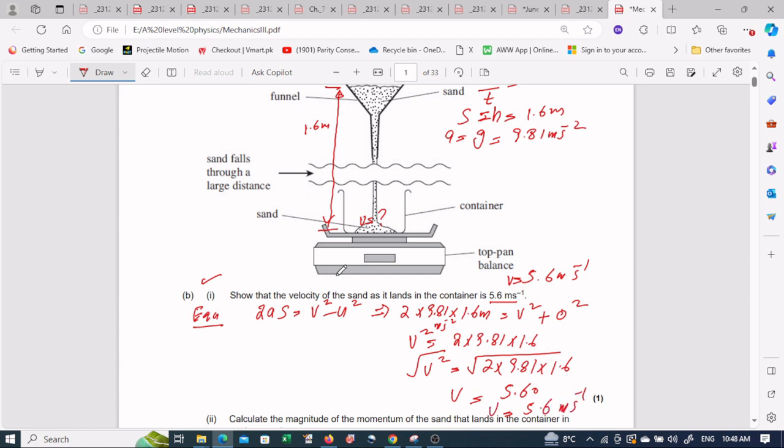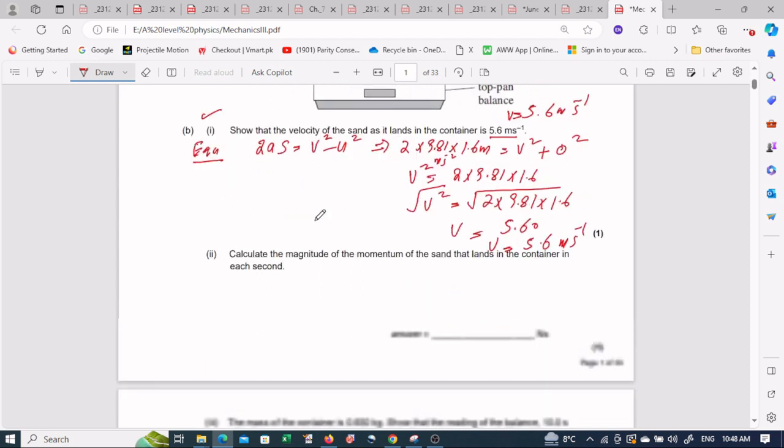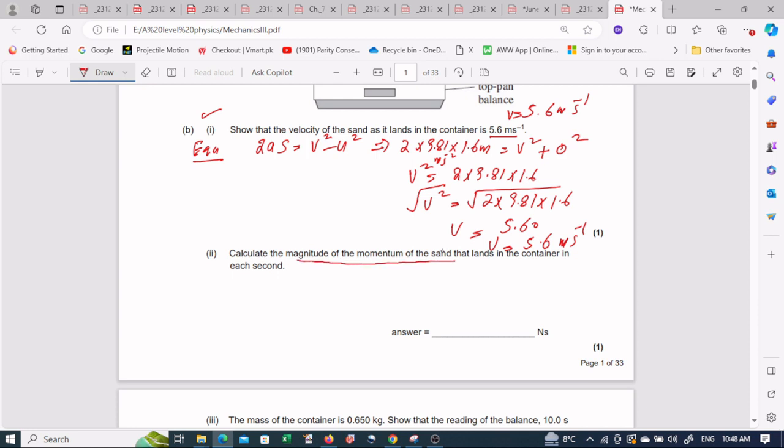So this is part one, we needed to find the speed. Now for the second part, calculate the magnitude of momentum. We have to find the magnitude of momentum in each second, meaning momentum per second. It means the rate of change of momentum.